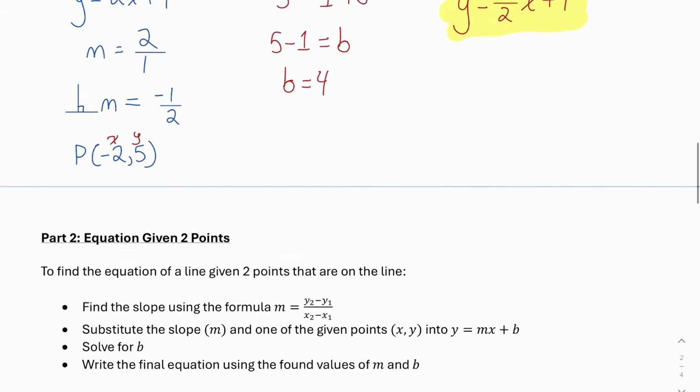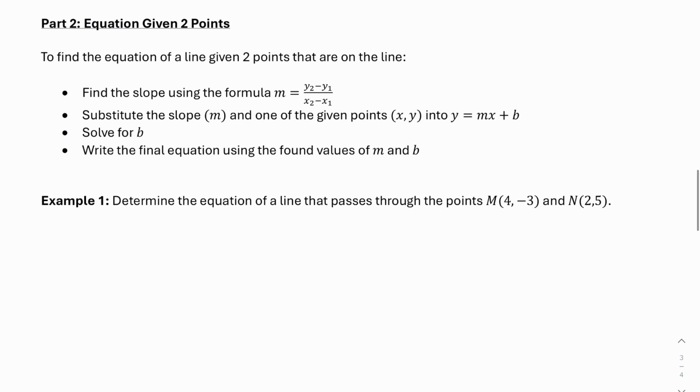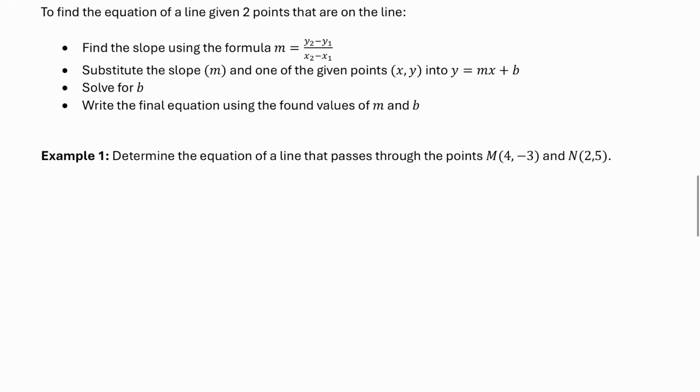Now let's move on to the next section of this lesson, where we find the equation of a line given 2 points on the line. If we're given 2 points, what we have to do is first find the slope using this formula: y2 minus y1 over x2 minus x1. And then we can finish the question like we did in part 1, where we use that calculated slope and either of the given points, sub them in for m, x, and y in y equals mx plus b, solve for b, and then write the final equation by subbing in for m and b.